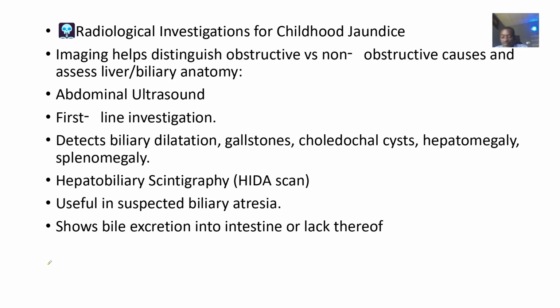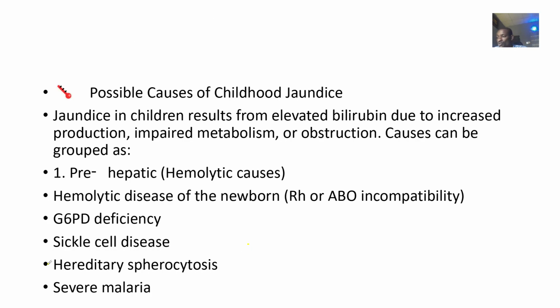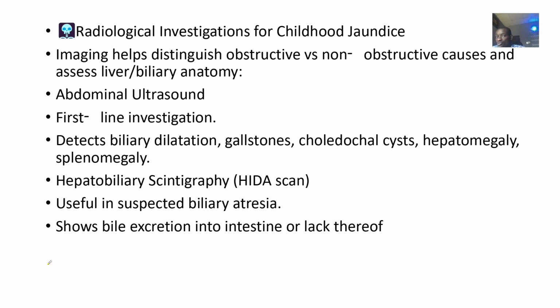Okay, so the next question that was asked for the neonatal jaundice is for you to state out all the investigations, not general investigations, particularly the radiological investigations you do for neonatal jaundice. So basically it's imaging, right? So you do things like abdominal ultrasound, which is the first line. It will help you detect biliary dilations, gallstones, choledochal cyst, hepatomegaly and splenomegaly.